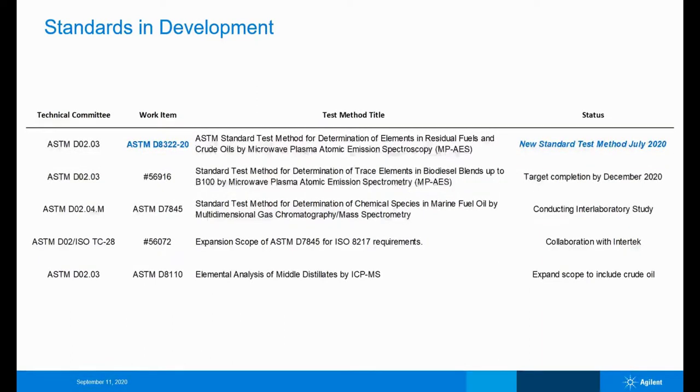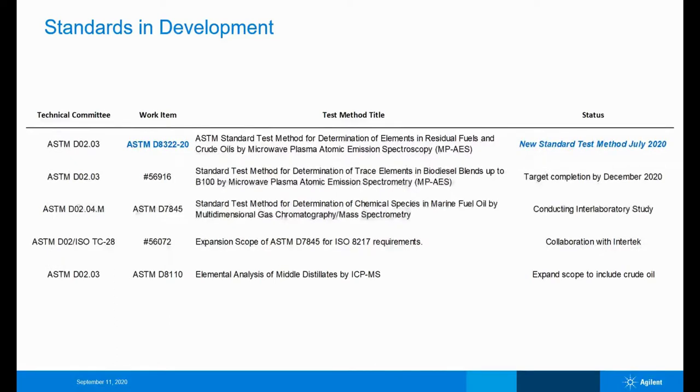So the current standards in development at ASTM, those that I am working on, are shown here. Now the first one is there basically because it just went from work item status to published ASTM standard. And that is the standard test method for determination of elements in residual fuels and crude oils by microwave plasma atomic emission spectroscopy, the MPAES. That was published in July, and we've moved on.